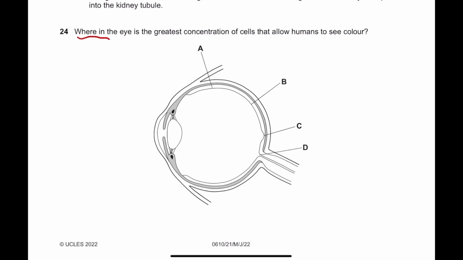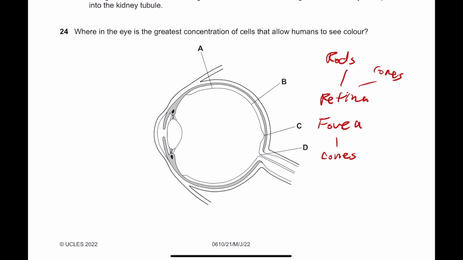Number 24. Where in the eye is the greatest concentration of cells that allow humans to see color? So there are a few parts in the eye that receive the light energy. One part is called the retina, the other one is called the fovea. The retina contains two types of cells, rods and cones, whereas the fovea contains cones only. And it's the cones that allow us to distinguish colors. So RGB, like red, green, blue colors. So the light comes into the eye and it reaches the back of the eye.